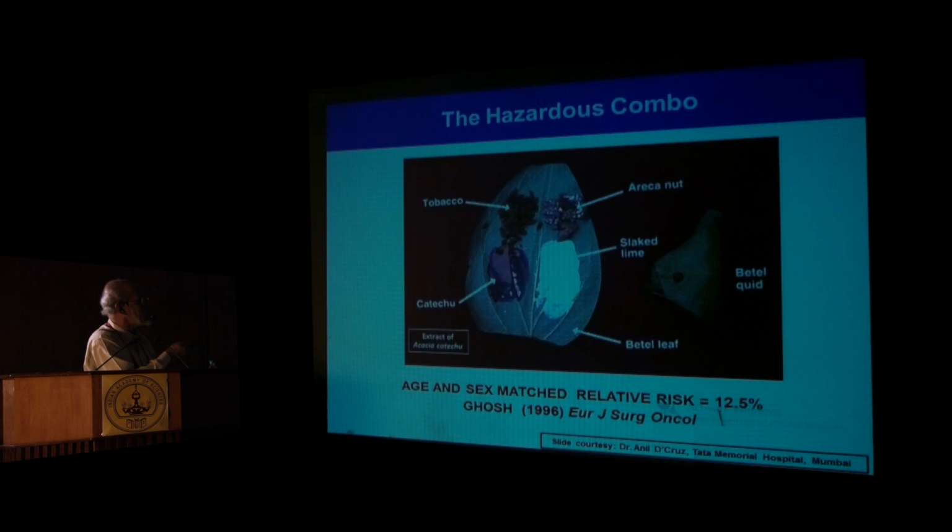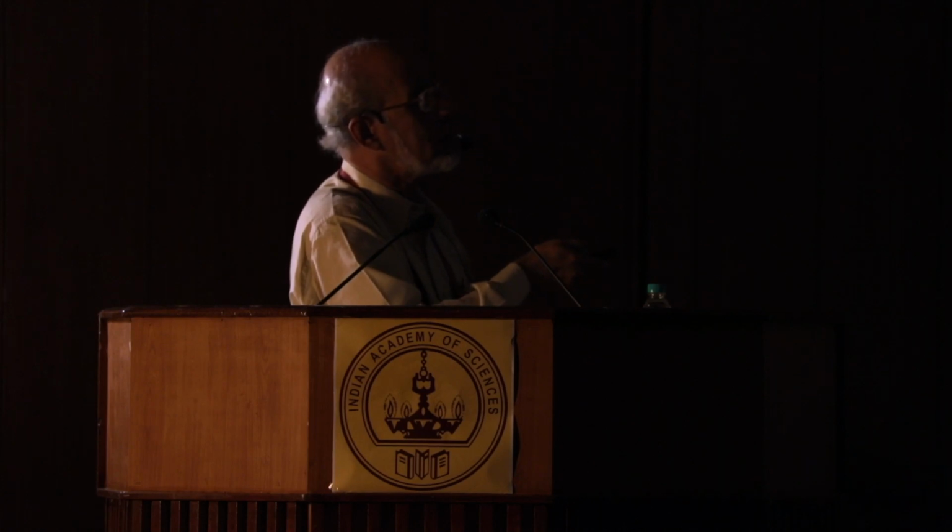And of course, we know what the hazardous combination is. It's essentially the tobacco, but the betel quid chews up the epithelial layer and exposes the cells directly to the carcinogens that are present in tobacco. Areca nut also has certain kinds of carcinogens. So this combination is the hazardous combination that leads to oral cancer, or precipitates oral cancer. It also leads to certain kinds of changes in the somatic cells in the genome that eventually lead to a driver mutation that produces a huge clone of cells and becomes a malignant tumor.